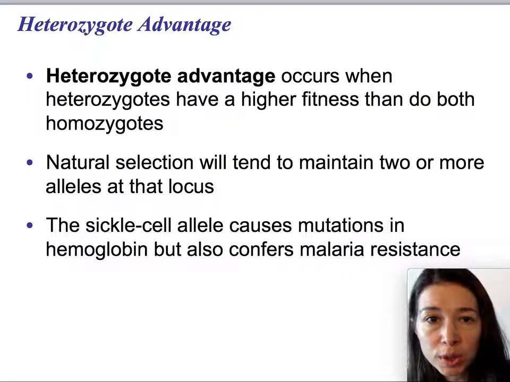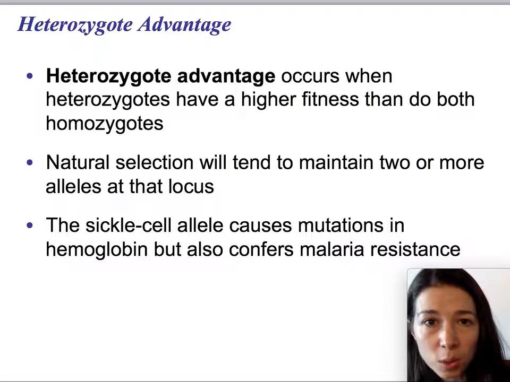When individuals that have one bad copy and one good copy actually have an advantage, that's known as the heterozygous advantage. And natural selection will, if we allow evolution to take its course, select individuals that have one diseased allele and one non-diseased allele. So you might think to yourself, well, this probably is only the case where malaria exists.